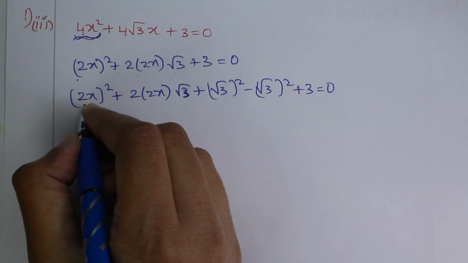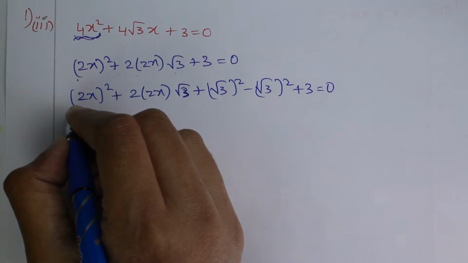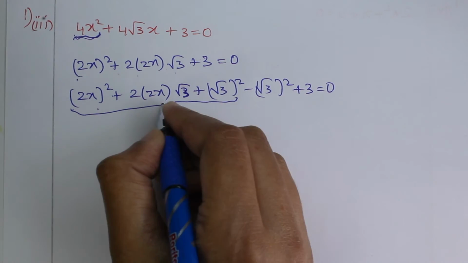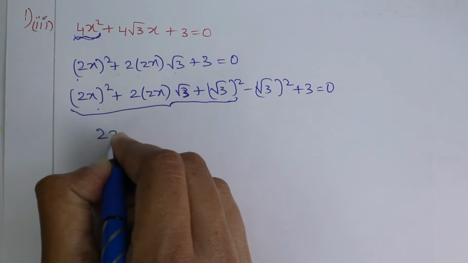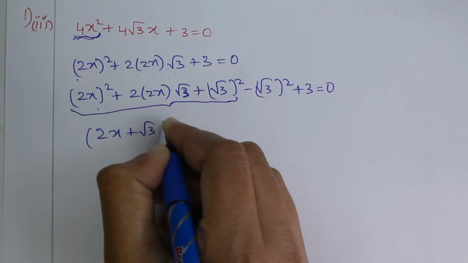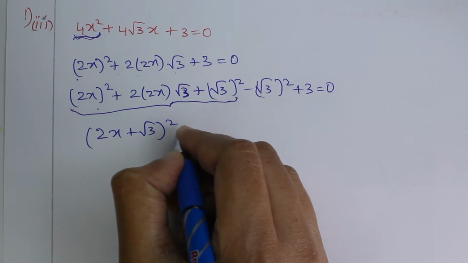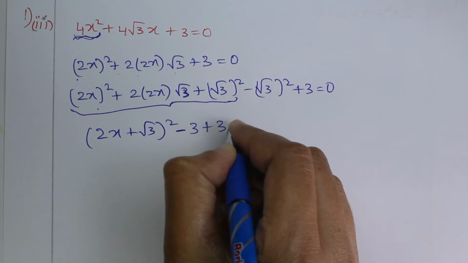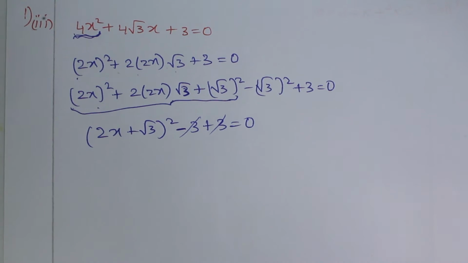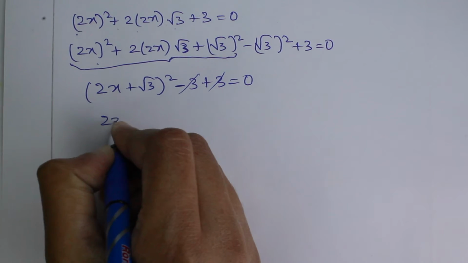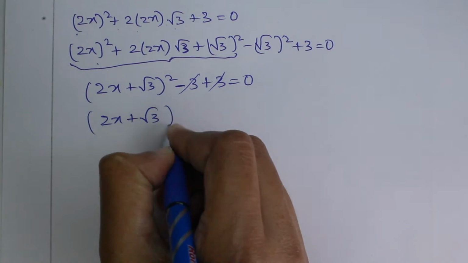Okay, now this is in the form of a square plus 2ab plus b square. So this can be written as (a plus b) whole square. (2x plus root 3) whole square minus root 3 square is minus 3, plus 3 is equal to 0. Okay, minus 3 plus 3 gets cancelled. So it becomes (2x plus root 3) whole square is equal to 0.